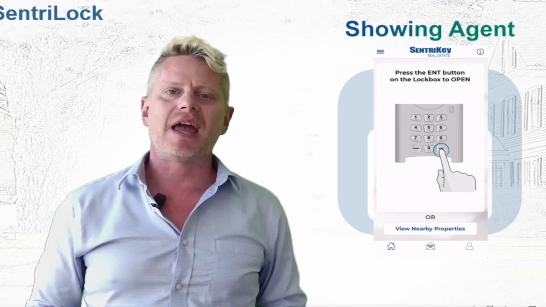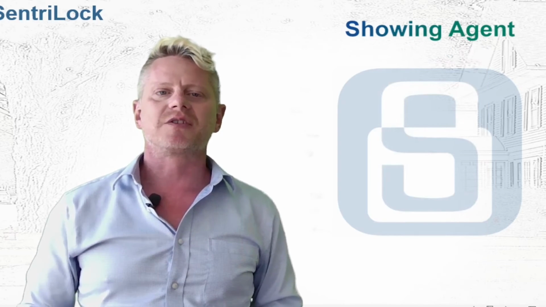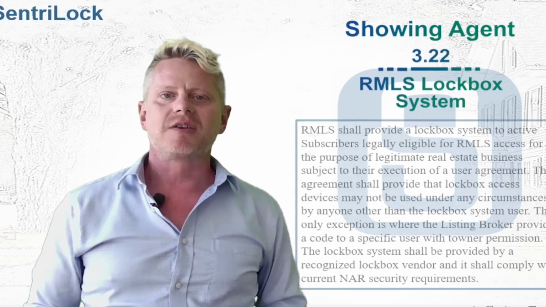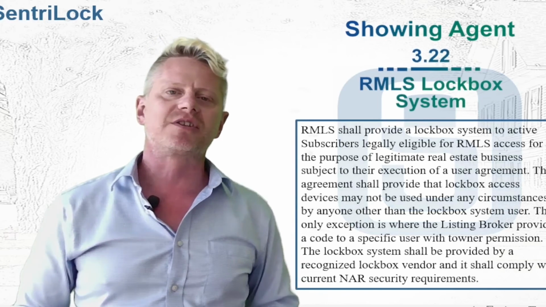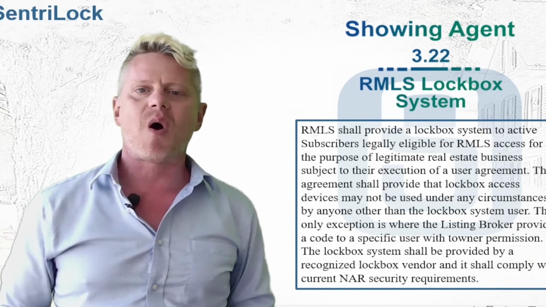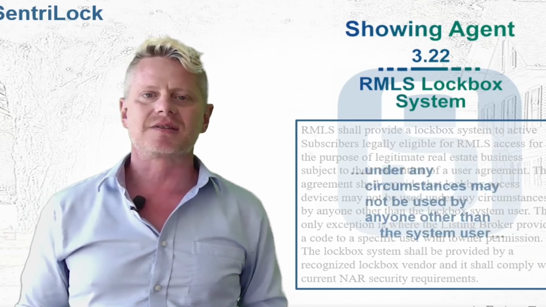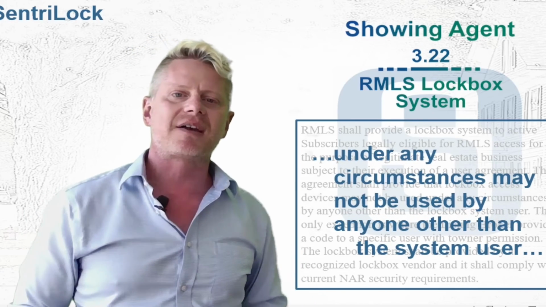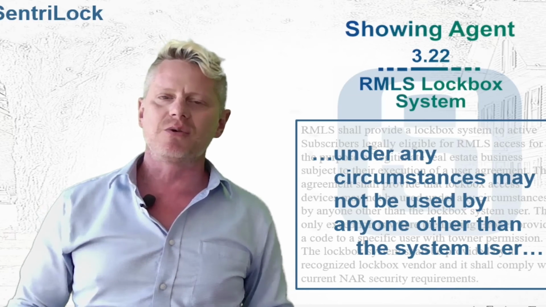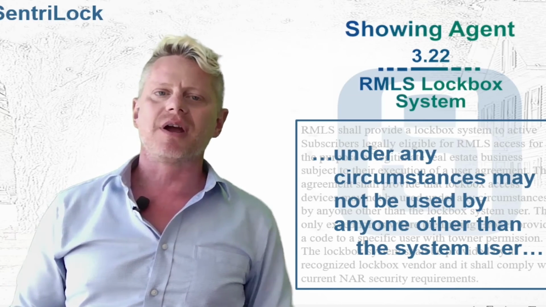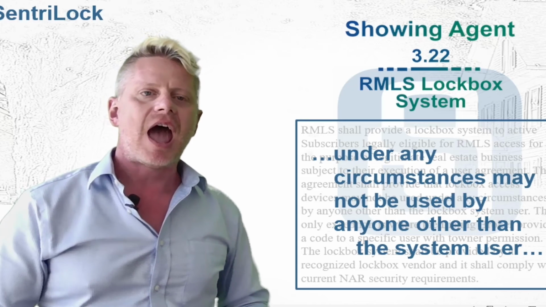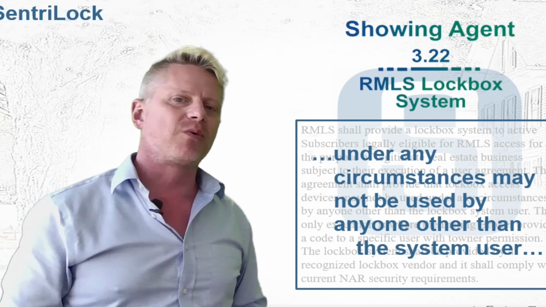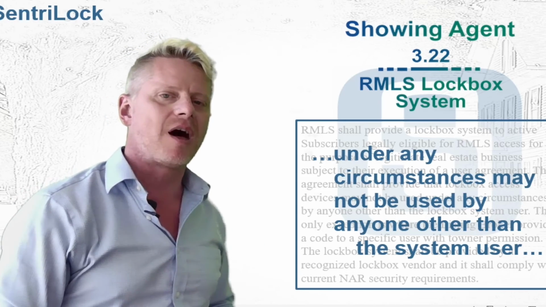Now, as a showing agent, there are some important rules to be aware of. Starting out with Rule 3.22, which details the use of the RMLS lockbox system, and specifically that under any circumstances, these lockbox access devices may not be used by anyone other than the system user. As a realtor, you can't give your phone to someone else and let them open these lockboxes.